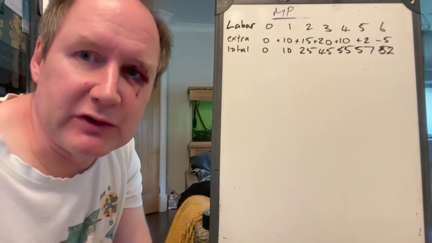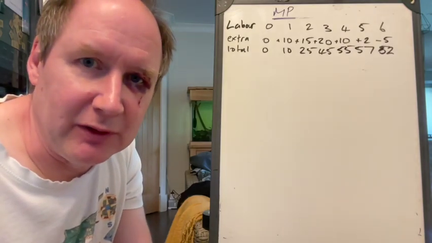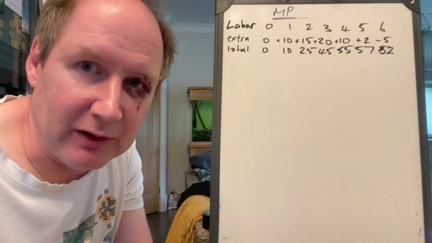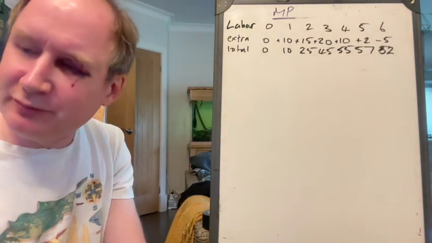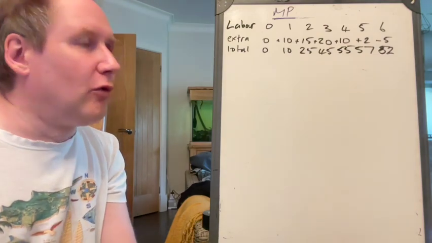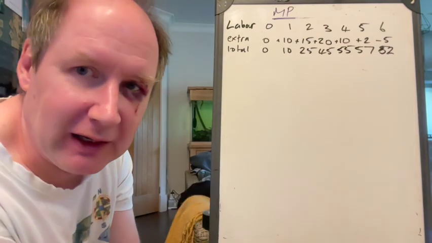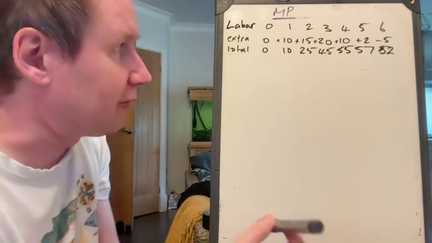Okay, so what we've now got to start doing is building a framework, building a model. And that, of course, means we're going to start drawing some graphs. So what we're saying is we want to look at what happens to output as we add our variable factor.